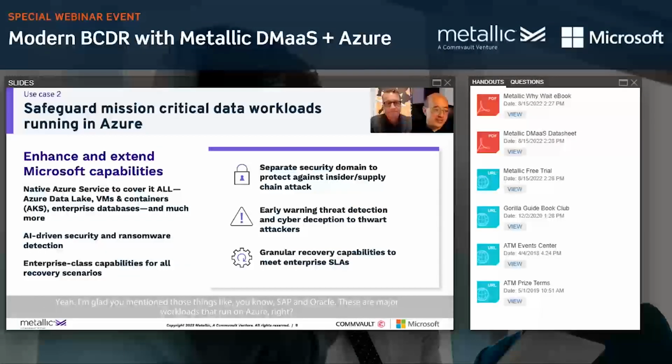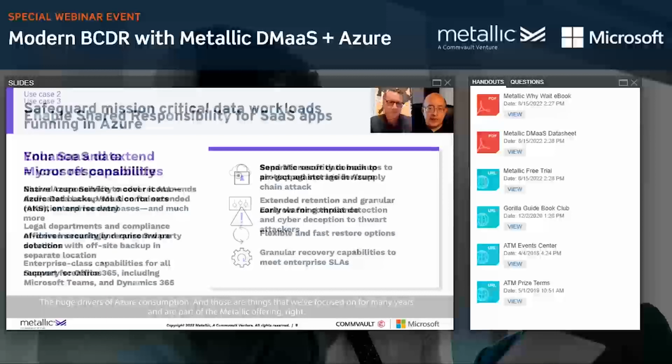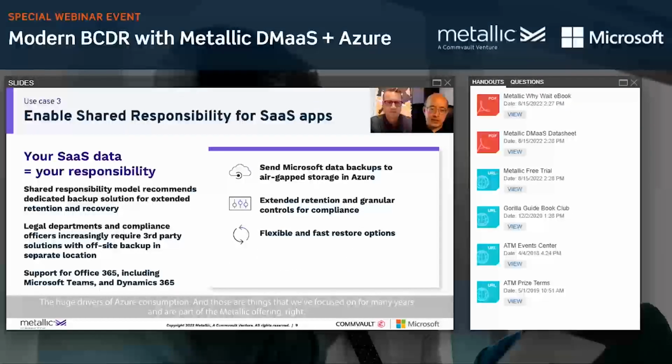Yeah, I'm glad you mentioned those things like SAP and Oracle. These are major workloads that run on Azure, right? The huge drivers of Azure consumption. And those are things that we've focused on for many years and are part of the Metallic offering, right? A great example of how we can drive data from all sorts of disparate sources to Azure and leverage it as a secure data protection location. Right? Yes. And then it's a great way for us to talk about, in terms of application support, not only Microsoft and the lift and shift apps that we might talk about here, like Oracle and SAP, and talk about things like SaaS applications as well.